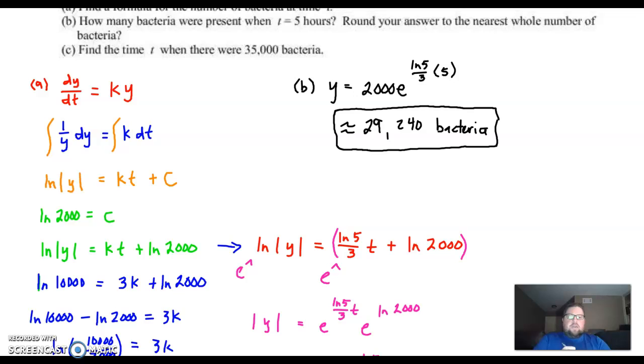All right, part C, we have to find the time when there were 35,000 bacteria. So that's plugging in 35,000 for y. So 35,000 is equal to 2,000 e to the natural log of 5 over 3 times t. All right, so we're going to divide by 2,000 on both sides. So we end up with 35 over 2 is equal to e to the natural log of 5 over 3 times t. Then we're going to log both sides to get rid of the e.